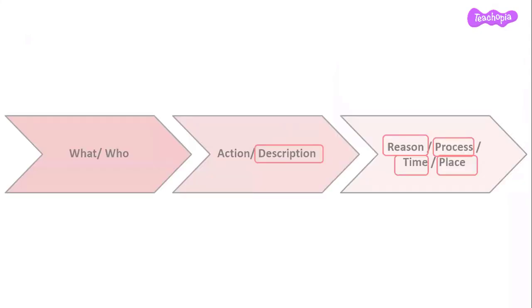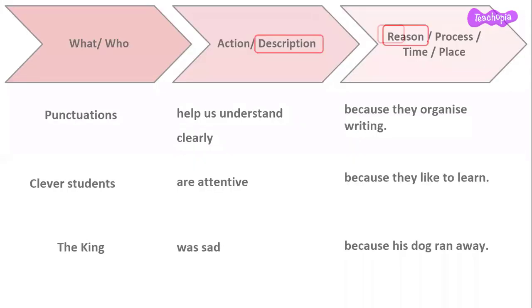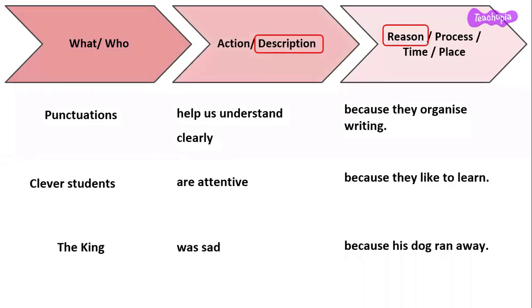Let us do the final. Secondly, and very quickly, here when I'm talking about a description, I will only add information regarding a reason, not process, time, or place. So punctuations is what I'm talking about. A description about punctuations is, it helps us understand clearly. What is the reason? It is because they organize writing. So punctuations help us understand clearly because they organize writing.